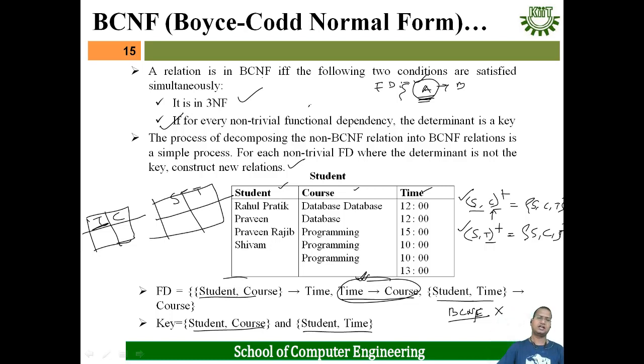And both student and time combined become the primary key, and here it will be the foreign key for this table. Okay, this is the BCNF decomposition. Now both of the relations are in BCNF.